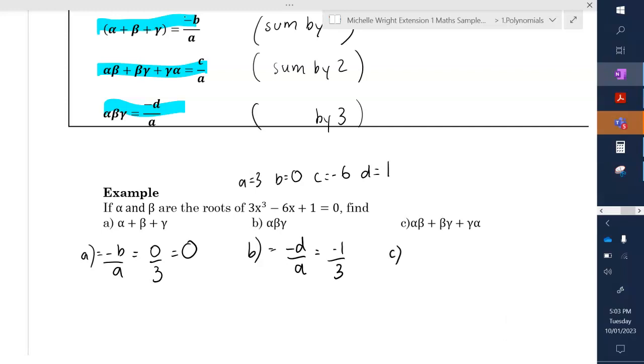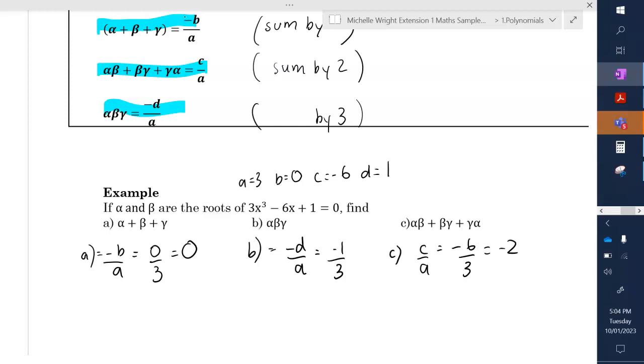This one, however, is not. We don't have a formula for alpha beta, beta gamma, gamma alpha. Oh, yeah, we do. Sorry, I was thinking of a harder one. We do have one. It's c over a. Thinking of the next question. So that's nice and simple. So sum 2 at a time. Just double check that it is the one that we think it is. And that's going to be minus 6 on 3, which is minus 2.